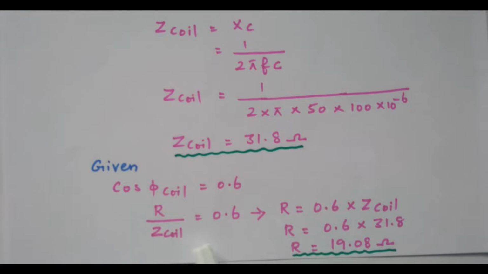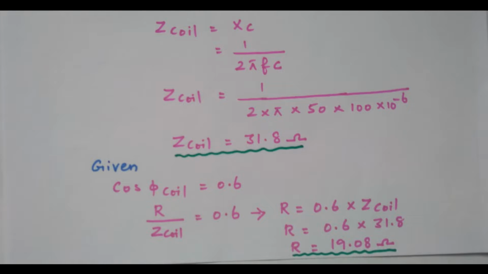Now we cross multiply this, so that R equal to 0.6 into Z coil. The Z coil value is already available, 31.8. So R equal to 0.6 into 31.8. By multiplying these two, we got 19.08 ohm. So the R value is now calculated, R equal to 19.08 ohm.